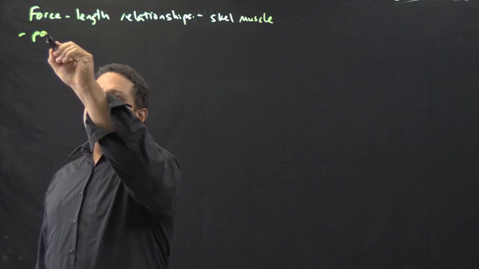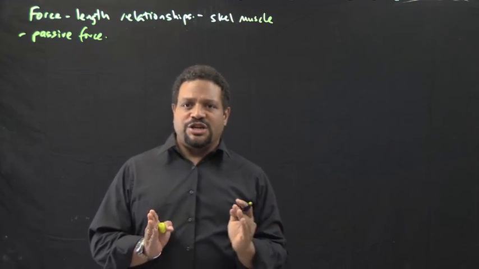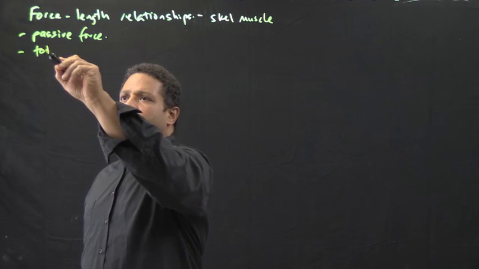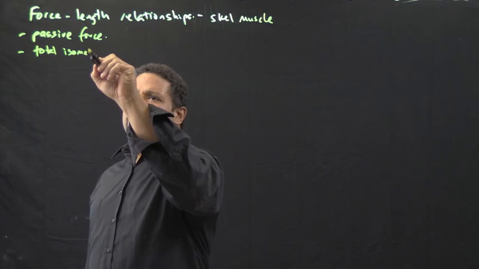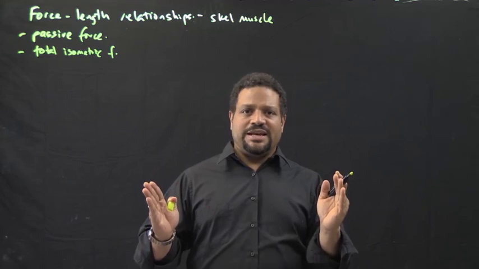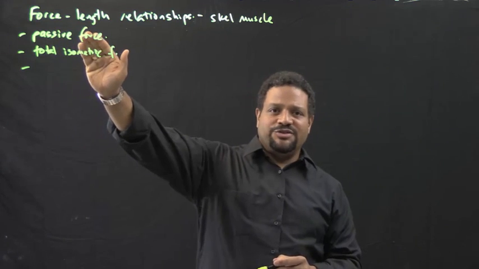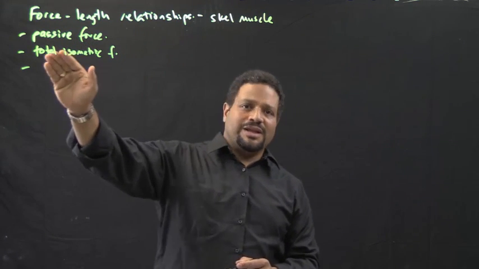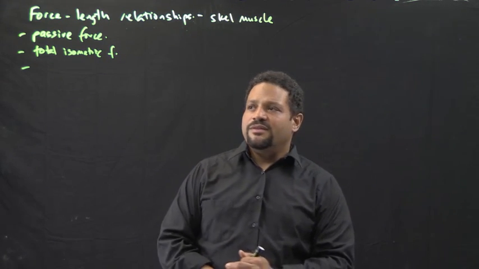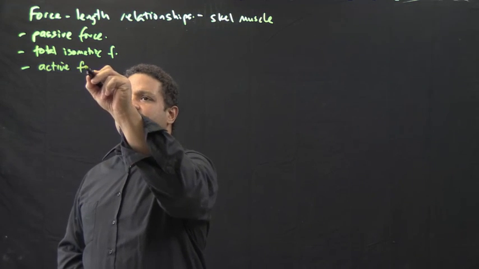The first is passive force, the force that the muscle generates when it's resisting being stretched. Second force, total isometric force. That's the total force that the muscle can generate at a specific length when it's stimulated to contract. So the passive force is without any muscle contraction, it's just resisting stretching. The total isometric force is the force that the muscle generates when it's stimulated to contract. The last force that we'll be talking about today is active force.